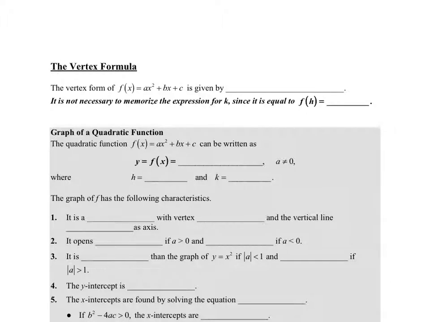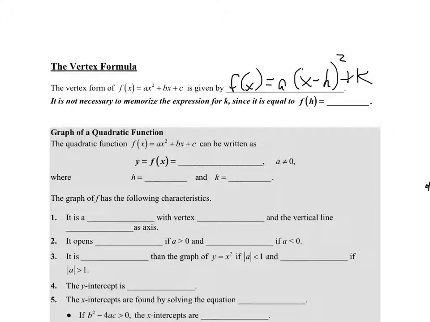With the information we have here, we're going to sum up all the things we've talked about. We have standard form written out for us: f of x equals ax squared plus bx plus c. If it's written in vertex form, then we end up with f of x equals a times (x minus h) squared plus k.